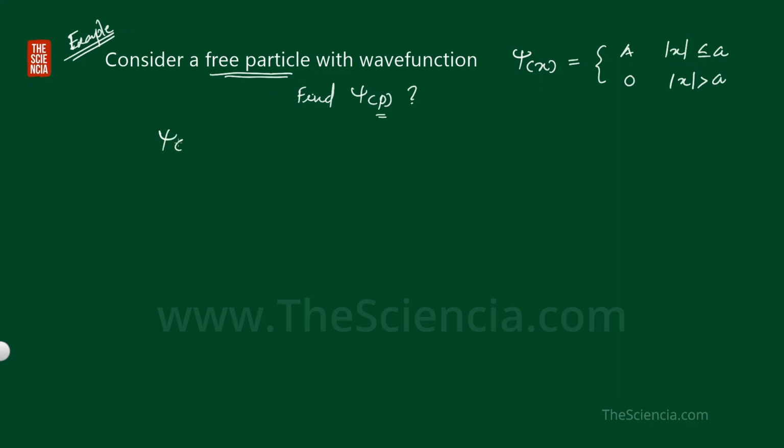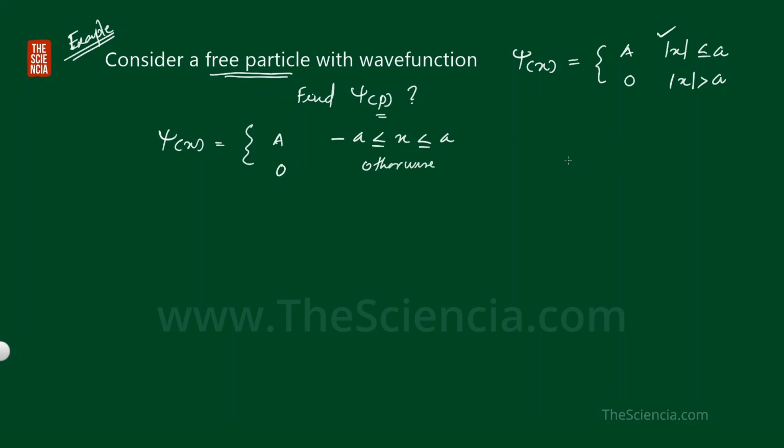So what is the condition on psi of x? It is equal to a for modulus of x less than or equal to a, that means the x value is between minus a and plus a. That is the meaning of modulus of x less than or equal to a. And this is equal to 0 otherwise.